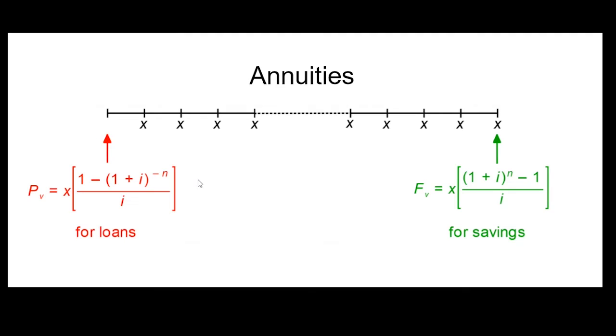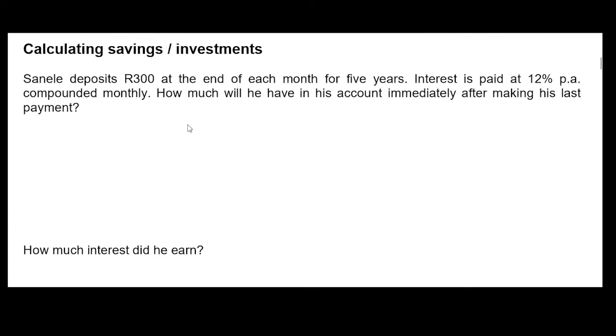Right, let's dive straight in and look at an example of an investment. Nelly deposits 300 Rand at the end of each month for 5 years. Interest is paid at 12% per annum compounded monthly. How much will he have in his account immediately after making his last payment? So this is a future value annuity. Let's just remind ourselves of the formula.